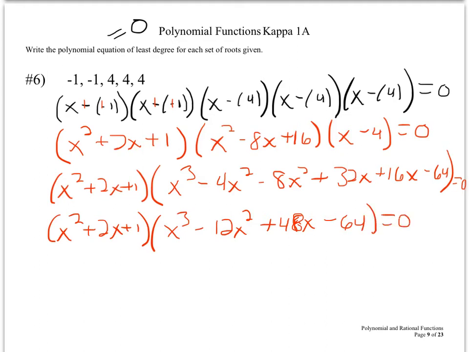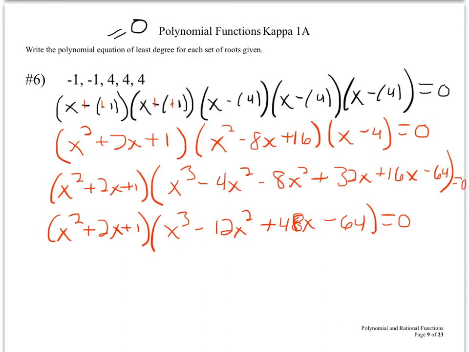Now we need to multiply each term here times each of these terms. Here's how I'm going to do it. I'm going to multiply x squared times each of these terms. Then I'm going to multiply 2x times each of these terms. Then I'm going to multiply 1 times each of these terms. It's going to be quite the hot mess by the time I'm done.